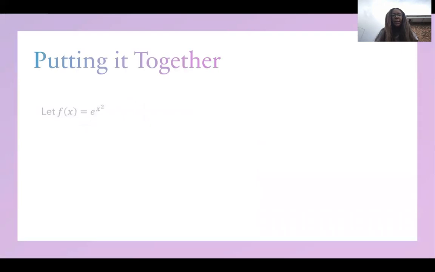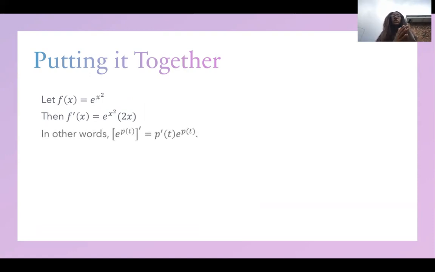All right, so let's take a look at this function, f of x equals e to the x squared. If we take the derivative of this, we get e to the x squared, because that's the beauty of our exponential functions. But then by the chain rule, we have to multiply by the derivative of the exponent, so we multiply by 2x. So generalizing this, the derivative of an exponential function raised to some p of t is the derivative p prime of t, and then that exponential, again, e to the p of t.